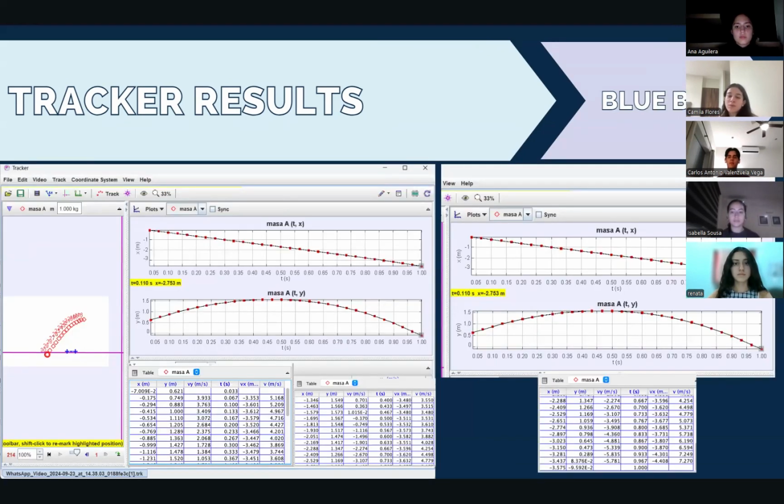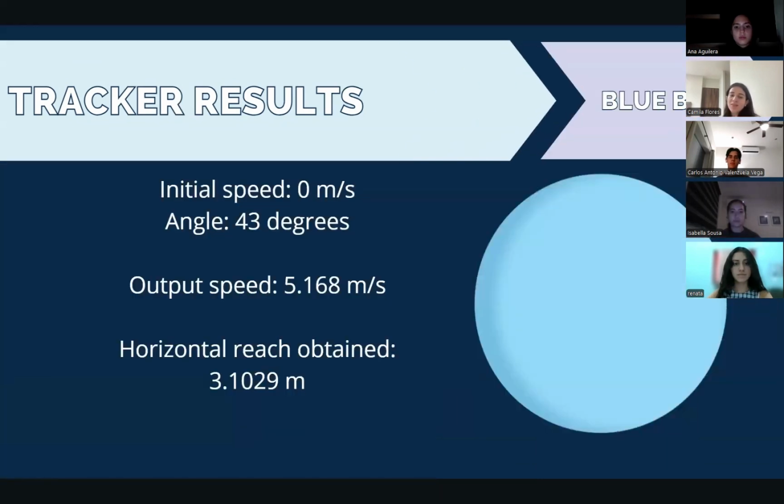These are the values for the blue ball, which are given by tracker. And this is a summary of those values. When it is launched at an angle of 43 degrees, the output speed is 5.168 meters per second, and the total horizontal displacement is approximately 3.10 meters.